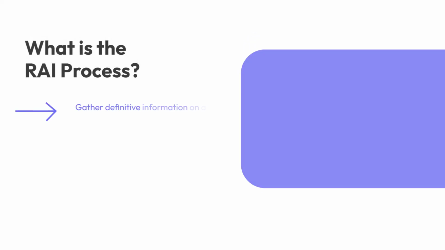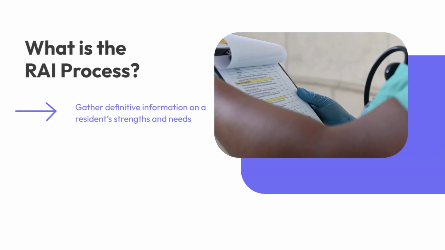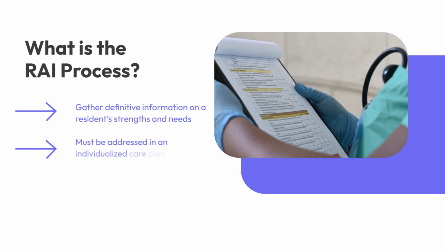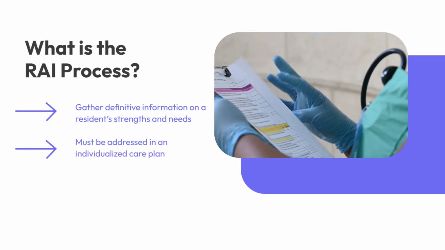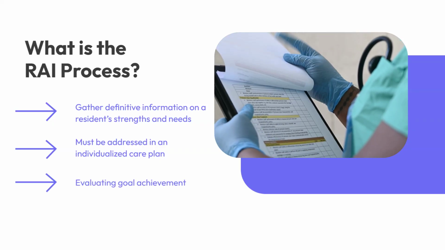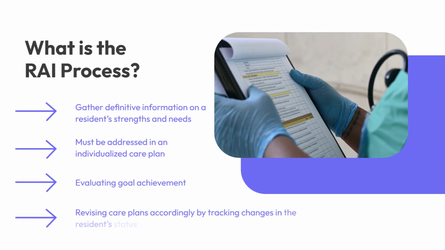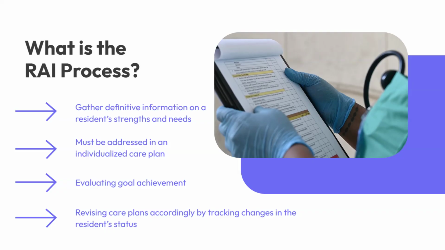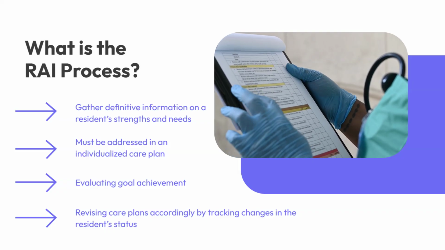The RAI process helps nursing home staff gather definitive information on a resident's strengths and needs, which must be addressed in an individualized care plan. It also assists staff with evaluating goal achievement and revising care plans accordingly by enabling the nursing home to track changes in the resident's status.